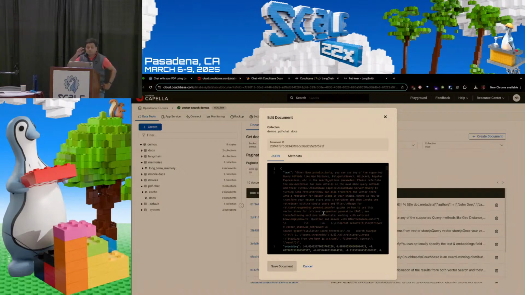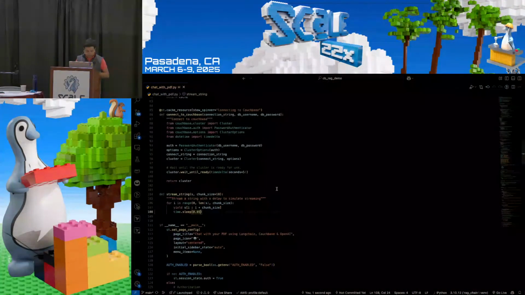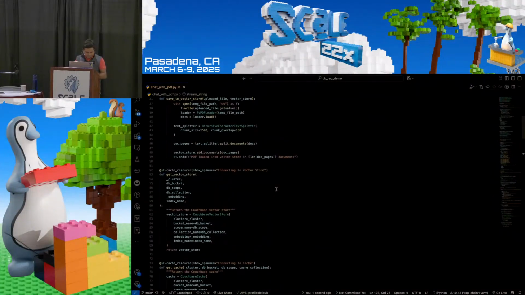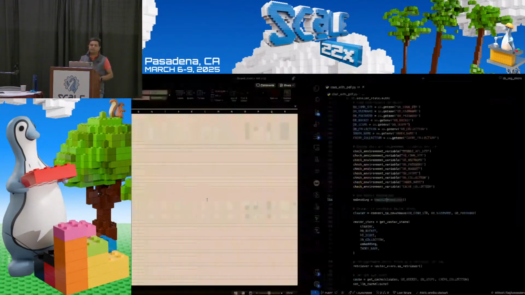To create the embeddings, I'm just using the OpenAI model. I believe it's the text-ada-002 model. Yeah, it's the ADA, text ADA 2 model.